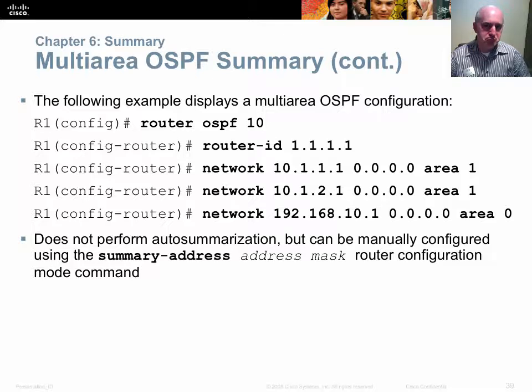This is the basic configuration for multi-area OSPF. As you can see, configuration-wise, it's just as easy as single area, but conceptually, it is more difficult. You have to do a lot more planning to set up your areas before you go in and configure them, but the commands are essentially identical to single area, except that you're assigning some of your links to other areas. And then you can manually configure some summary addressing.